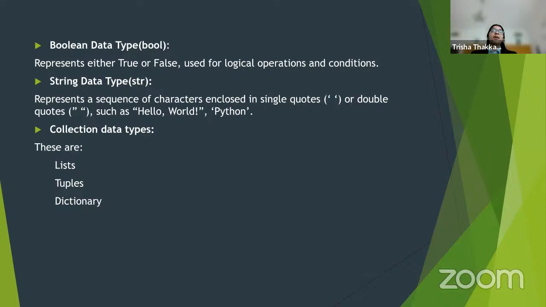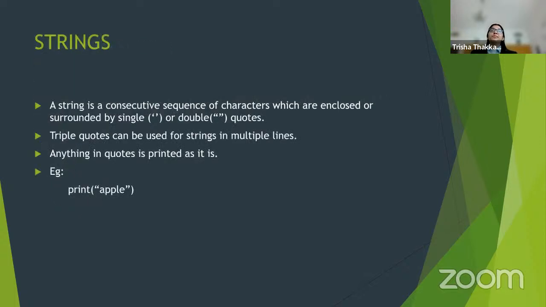And finally, we have the collection data types. These include lists, tuples, and dictionaries. Now I will be explaining each one of them in detail. Starting with strings. A string is a consecutive sequence of characters which is enclosed or surrounded by single or double quotes. Triple quotes are used for strings that take up multiple lines, and anything that is in quotes is printed as it is. So, for example, the string over here is apple, and since that's in between the quotes, it is printed as it is.